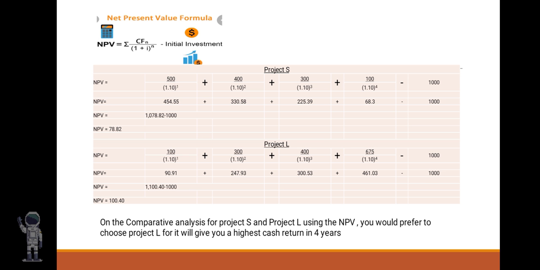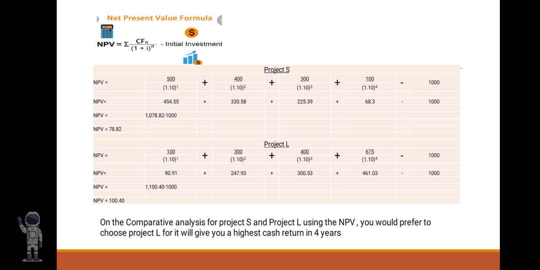So, what is your understanding here? On the comparative analysis for projects S and L, using NPV, you would prefer to choose project L, for it will give you a higher cash return. So NPV is the total summation, since our formula is NPV equals the summation of cash flows over 1 plus the interest of 10% raised to the number of years.